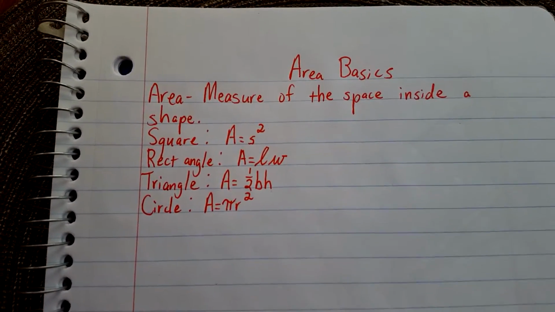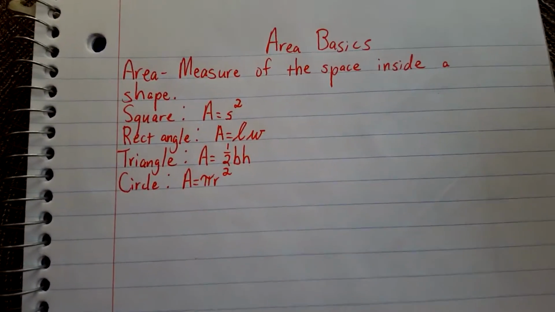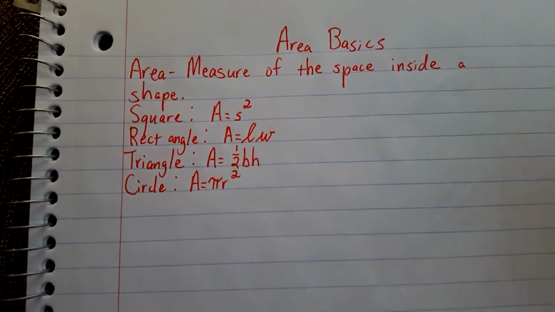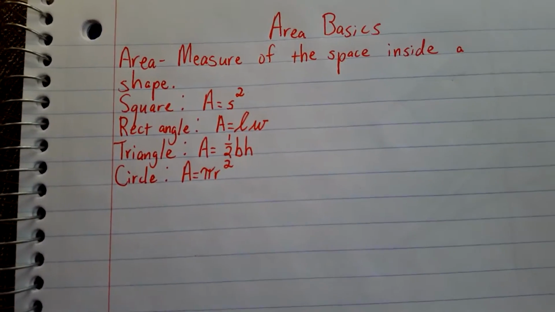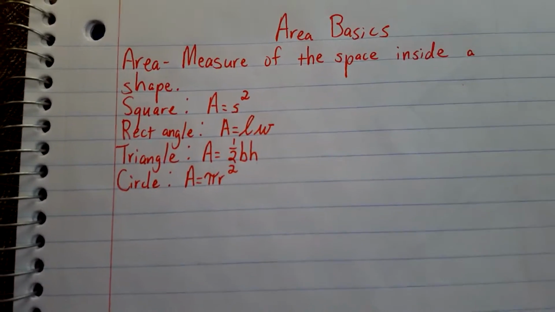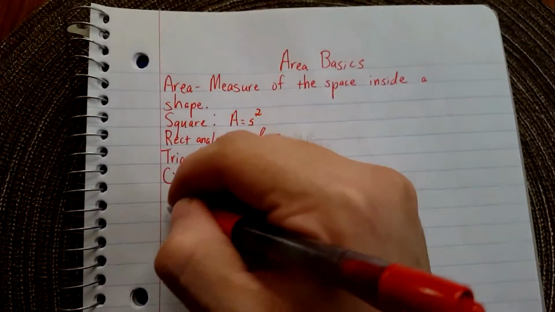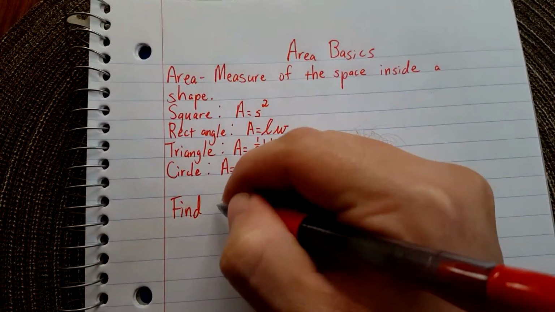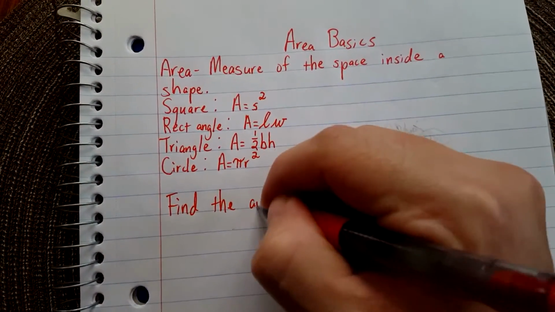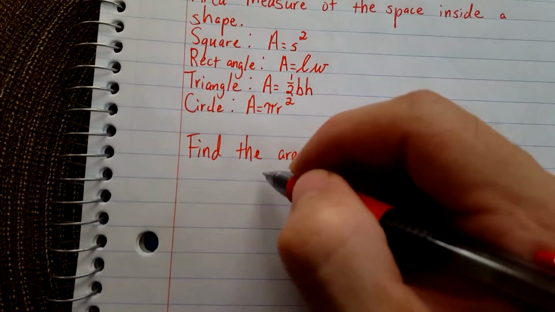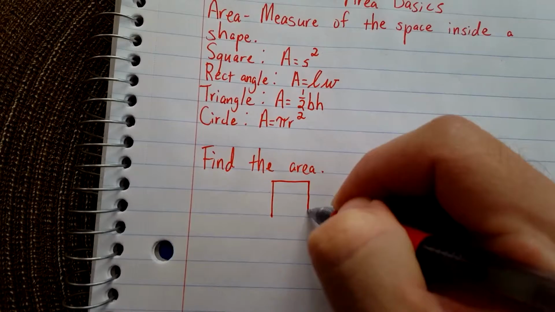Okay, so what I want to do now is show you how to calculate the area of each one of these shapes, and I will do each one. Okay, so for a square, start off with that. Say I'm asked to find the area. And this is what they give me first.